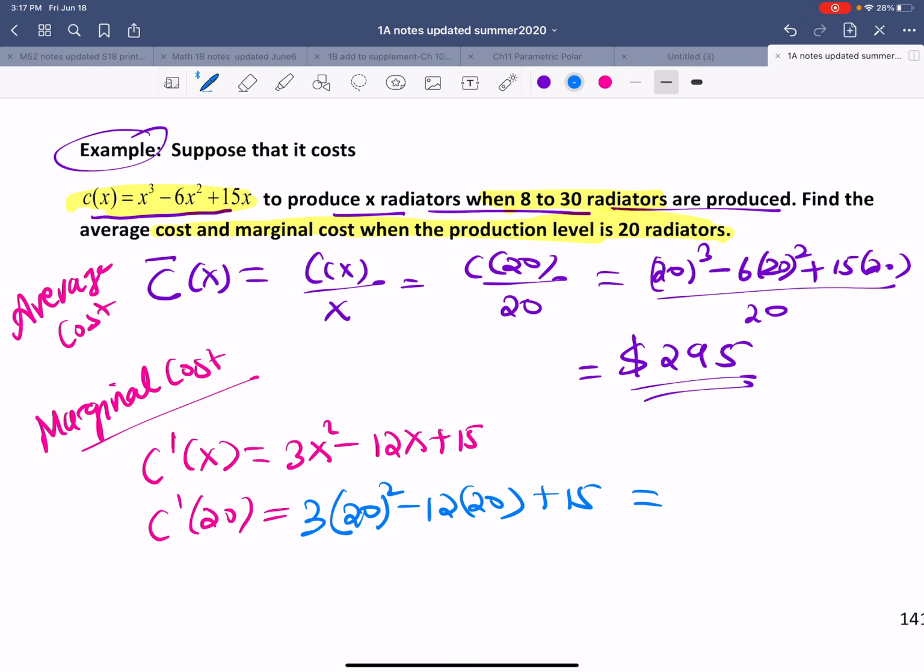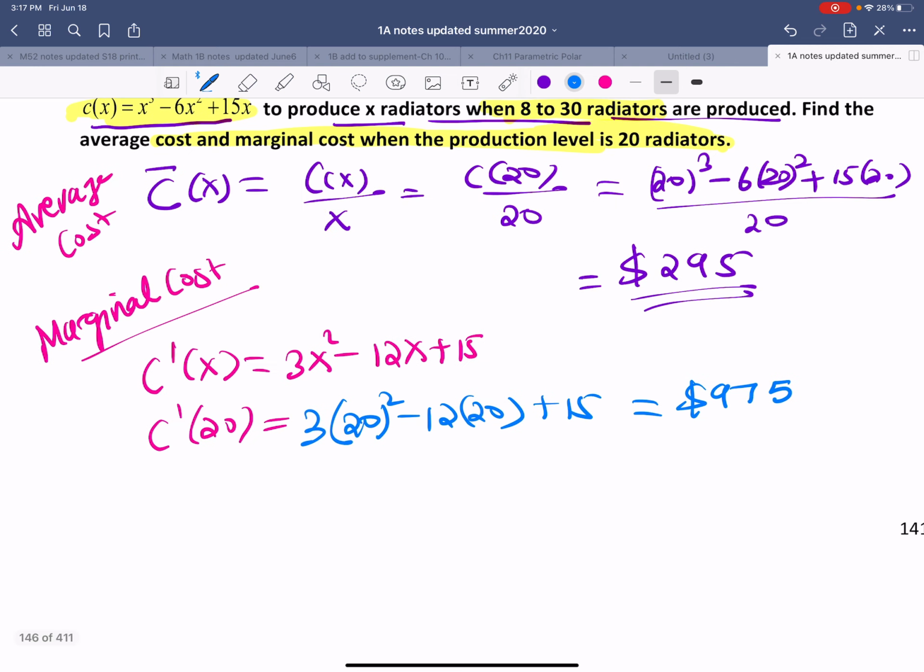That turns out to be $975. Ouch, that's going to hurt. To make the next item, it's going to cost $975. That's a lot of money as compared to the average cost of each product when 8 to 30 radiators are made. So that doesn't seem to be a good option to go ahead and make the next item here.